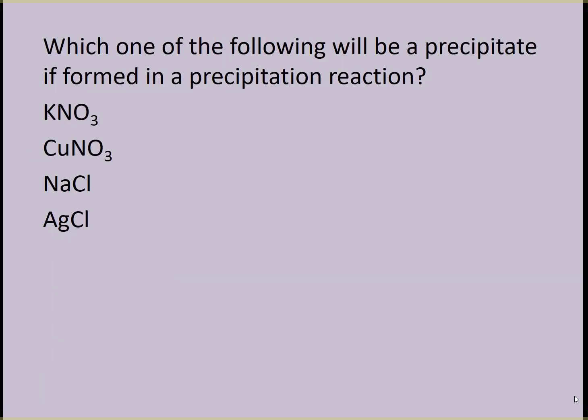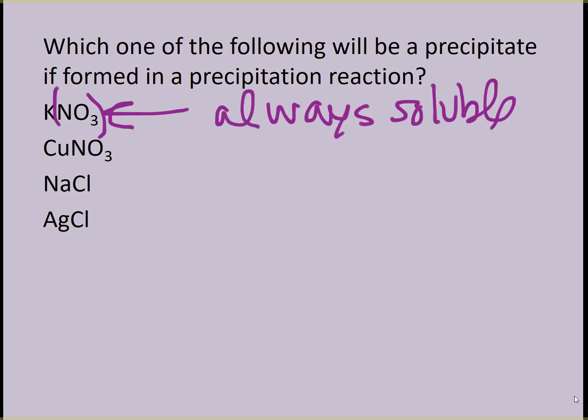Which one of the following will be a precipitate if formed in a precipitation reaction? So let's look at this first one. On this first one, I see that there's a nitrate. See that NO3? So I know that this won't make a solid because this one's always soluble. Let's look at the next one. Oh, there's another nitrate. Again, it's always soluble. And let's look at the third one. I see an alkali metal, that Na plus would be the ion. That is always soluble.